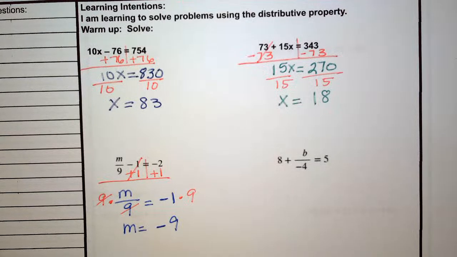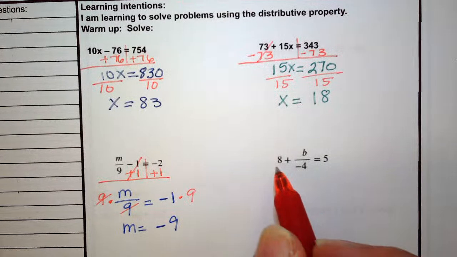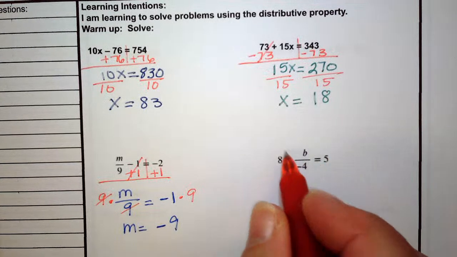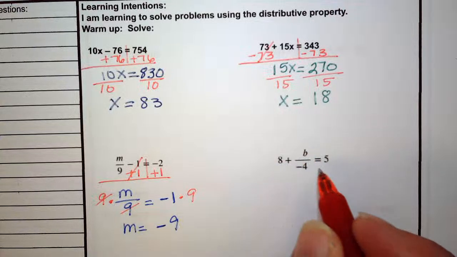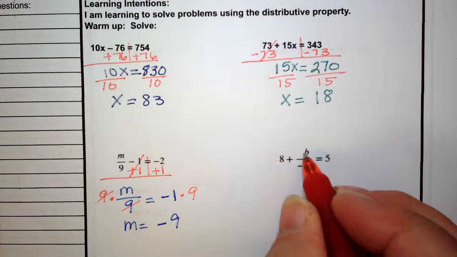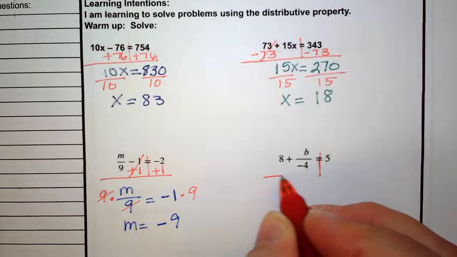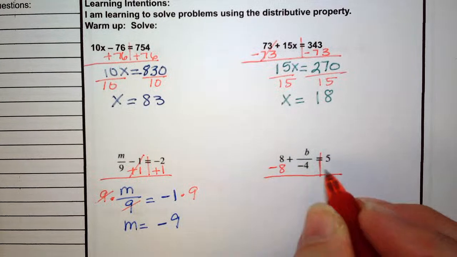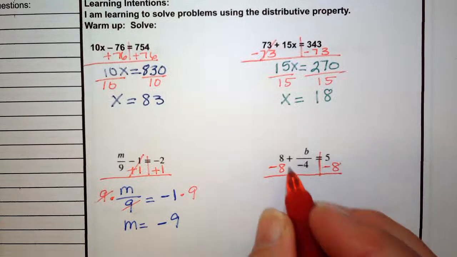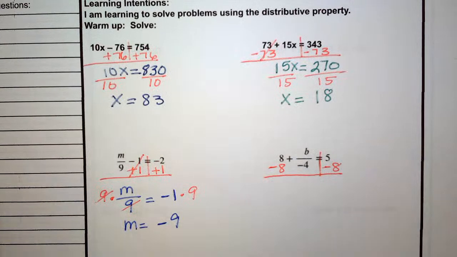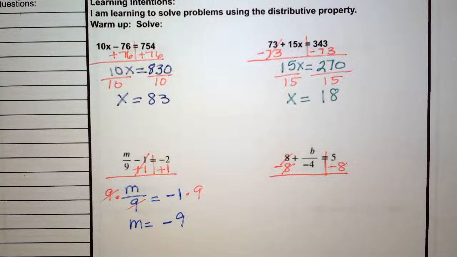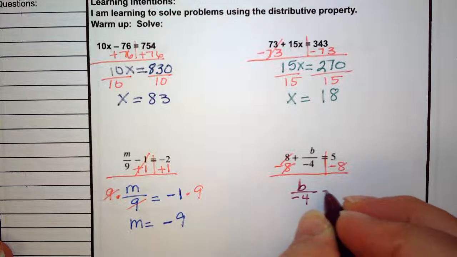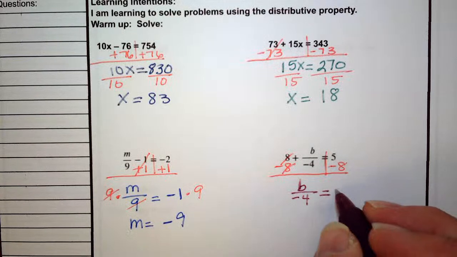Okay, how about the next one? 8 plus b divided by negative 4 is equal to 5. I've got to get rid of the 8, so I have my term with the variable in it by itself. 8 is positive. The opposite is negative. 8 minus 8 is 0. That leaves me with b divided by negative 4 is equal to 5 minus 8 is negative 3.